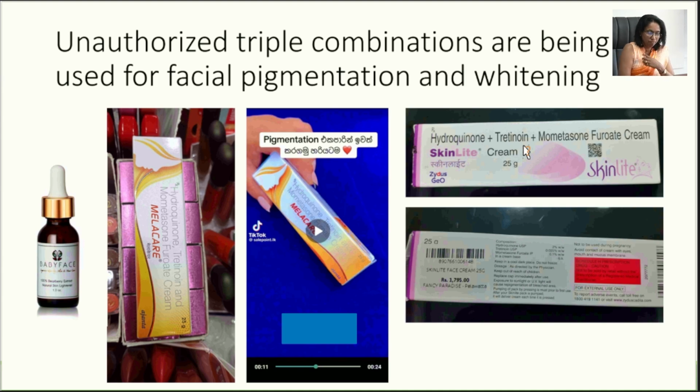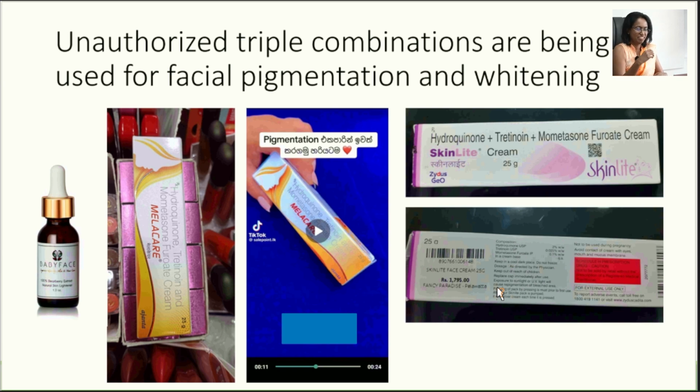And you see, look at the irony of that. Zydus is a company which is represented in Sri Lanka by a local agent. Ajanta Pharma is represented in Sri Lanka by a local agent. So these are not brought in by these local agents. And NMRA has not registered any of this. And you look at this. This is the other side of the Skin Light. This is the red box warning. And side by side, you see Fancy Paradise.